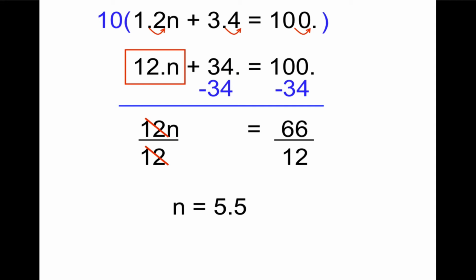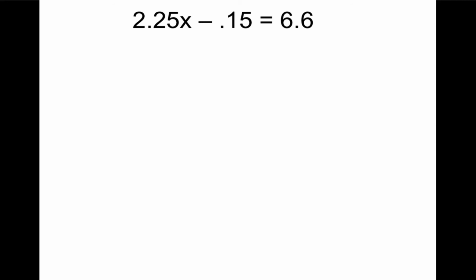Final example. Again, feel free to pause the video and work the example on your own if you can. If not, you can follow along with me. We're going to do 2.25x, which has two decimal places, minus 0.15, again, two decimal places, equals 6.6, one decimal place.